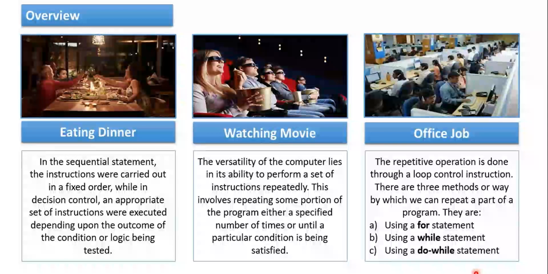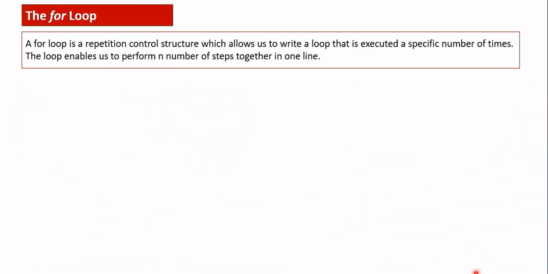So let's start with the for loop. A for loop is a repetition control structure which allows us to write a loop that is executed a specific number of times. The loop enables us to perform n number of steps together in one line. Here's the syntax of the for loop.